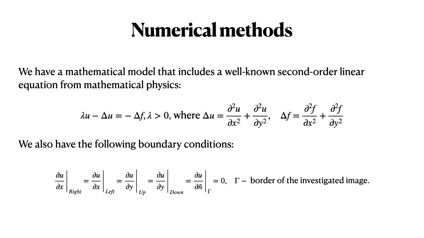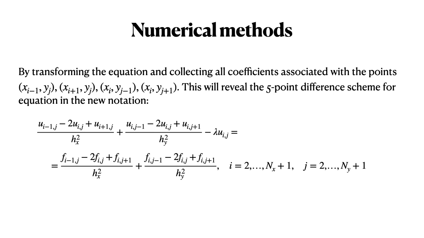In the first equation, we assume the existence of a known function f of x and y. Consequently, the derivative delta f can be computed using established classical difference schemes. The boundary conditions for the equation are characterized by the equality of zero derivatives. To write the difference equation, we will apply central difference schemes at each node. By transforming the equation and gathering all the coefficients corresponding to the different points, we can derive the 5-point difference scheme for the equation in the following notation.